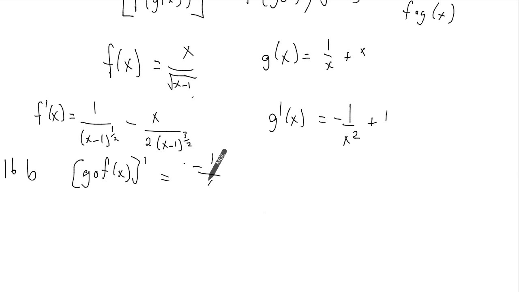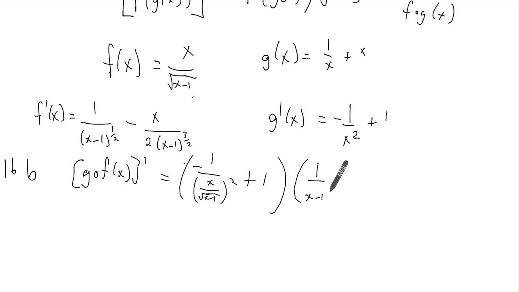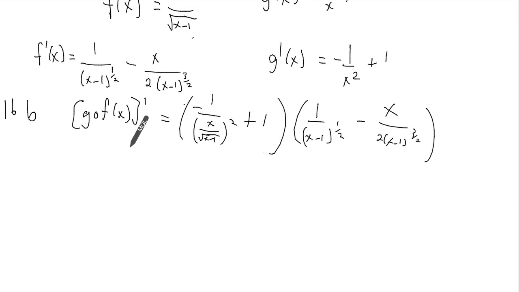Now what I do is I take this part, plug it in here into my g prime of x. So I'm going to get x over the square root of x minus 1 squared plus 1 times this part here, f prime of x. So I get 1 over x minus 1 to the power of 1/2 minus x over 2 times x minus 1 to the power of 3 over 2. This one's a little bit nicer than part A.